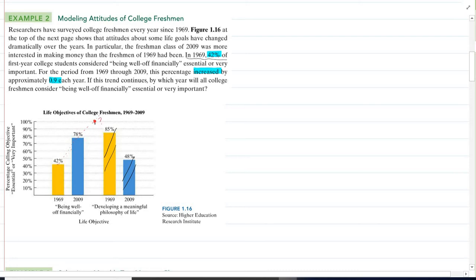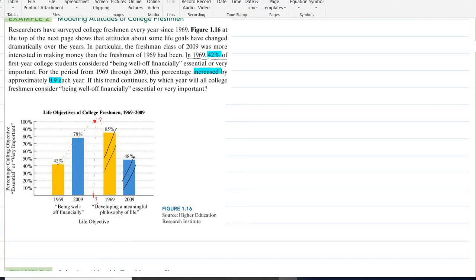So here it is going to ask which year, right? Which year you're going to get 1% right there. You're going to have another bar. So that is what the question is asking you. Okay, let's go ahead and set this up.